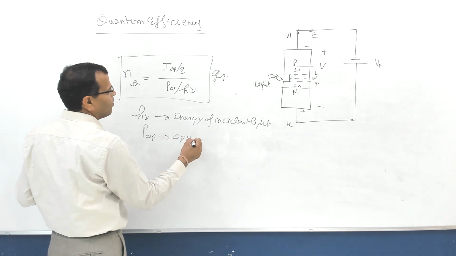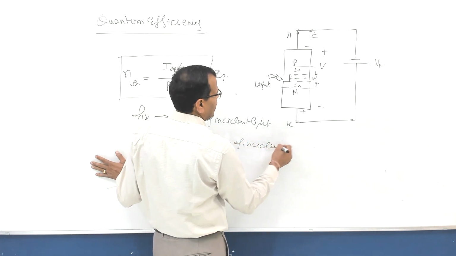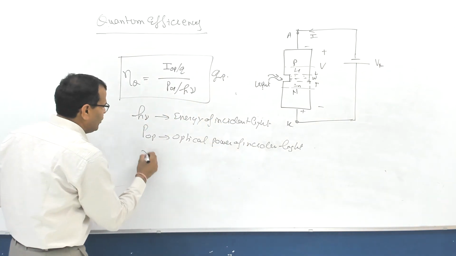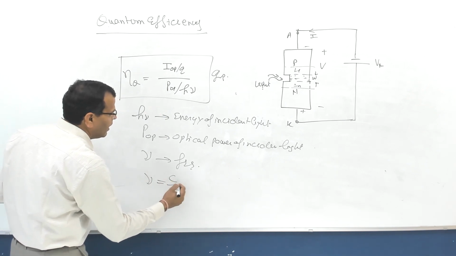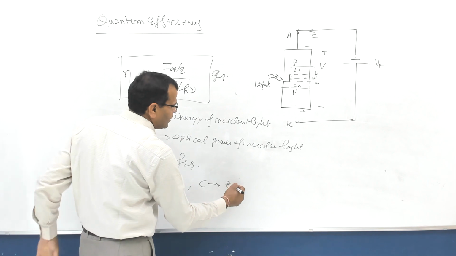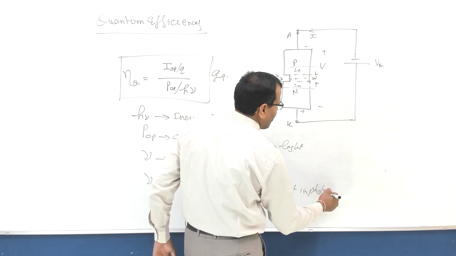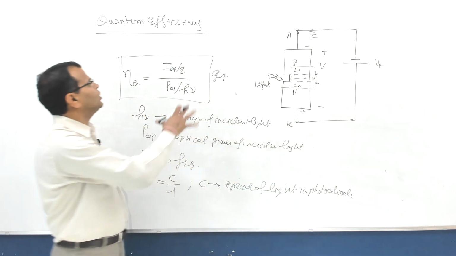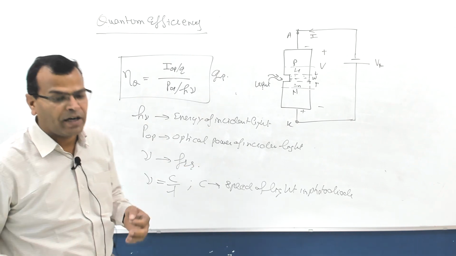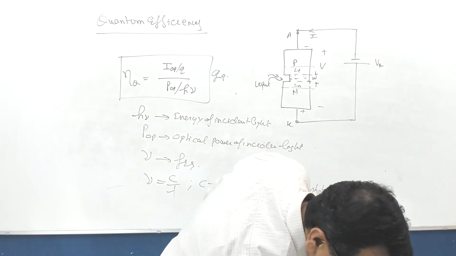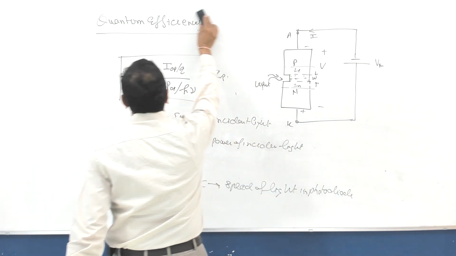P is the optical power of incident light. Nu is the frequency, and nu is nothing but c by lambda, where c is the speed of light. There can be a question on this mathematical relation, and you just need to remember it rather than deriving the expression. These are given directly in textbooks as well. There can be questions on quantum efficiency, then responsivity, and there is another third important concept to be remembered.